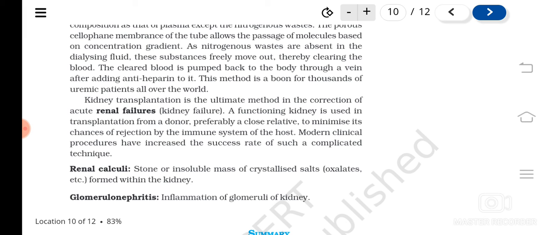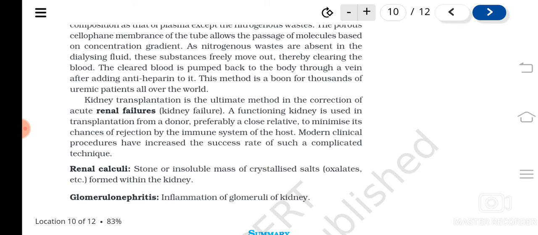Then, have you heard about kidney transplantation? In case of renal failure, kidney failure, a functioning kidney can be transplanted from a donor. There can be chances of rejection of the transplanted organ by the immune system. So we have to take kidneys from close relatives so that rejection can be reduced.